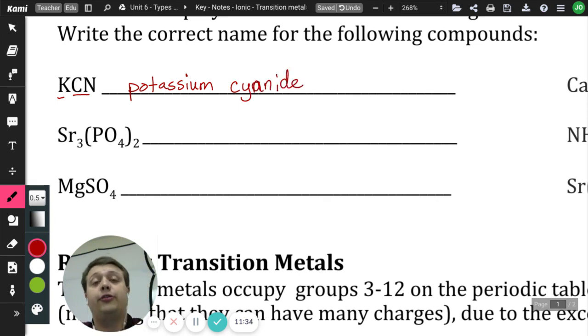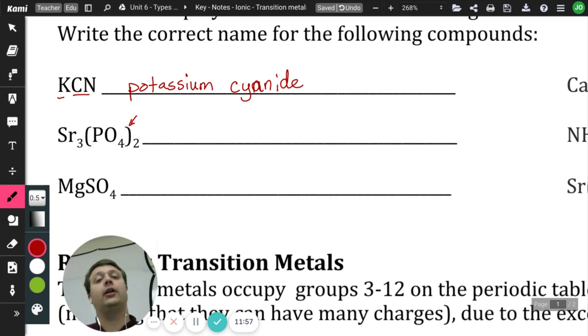Okay, so let's do another one. I've got Sr3(PO4)2. Well, first off, if they do tell you that there is a parentheses there, you know there's a polyatomic ion, right? So since I know it's a polyatomic ion, it's going to have to be an ionic compound. So when we name it, we are just going to use our names.